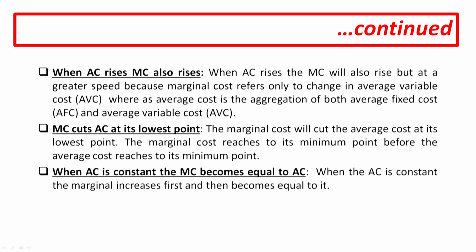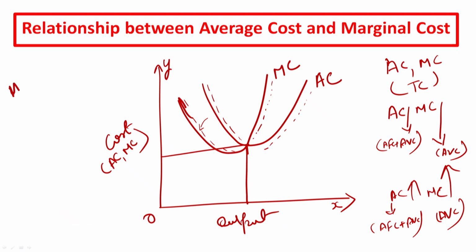And this is the third relationship, which is showing when average cost rises, marginal cost also rises, because marginal cost refers only to change in average variable cost, whereas average cost is the aggregation of average fixed cost and average variable cost. Next point, your marginal cost will cut average cost at its lowest point, because marginal cost reaches its minimum point before the average cost. So marginal cost will cut the average cost at its lowest point.